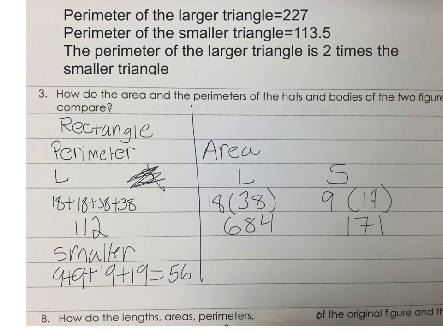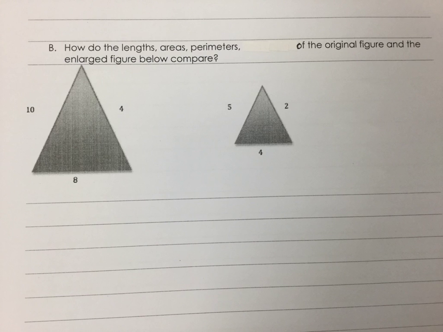All right, so for part B, we're going to go ahead and do the same kind of comparisons here for these triangles. I'm actually going to only have you compare the lengths and the perimeters just to make this go a little faster. So if you look at the lengths of these 2 triangles, what do you see? Take a minute, pause the video, and write down your observations.